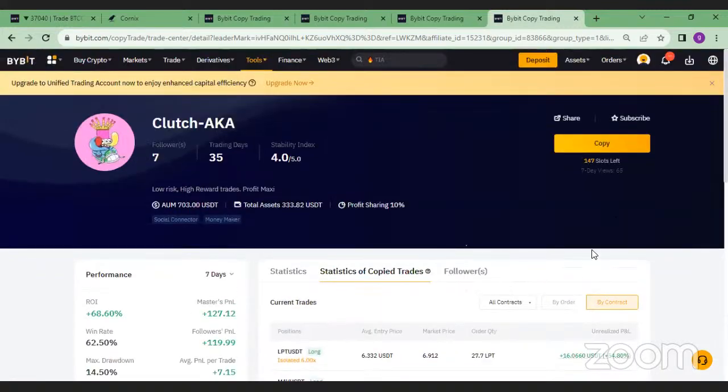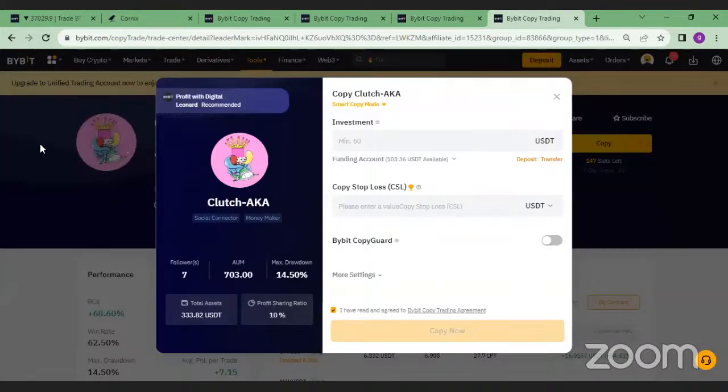So if you want to copy his trade right now, all you need to do is click on this copy, and the profit sharing ratio is 10%, right? So whatever profit you get, 10% of that goes to him. Bybit handles that automatically, so you don't need to bother about anything. So you just click on copy to copy his trade. And once you click on copy, this dialog box will pop up.